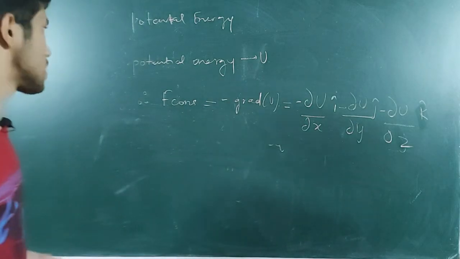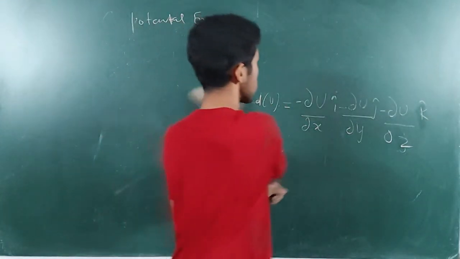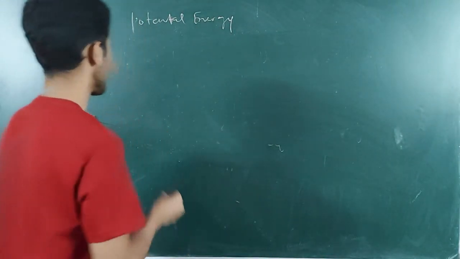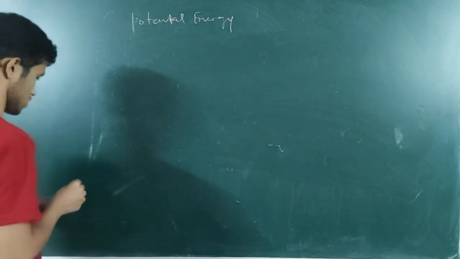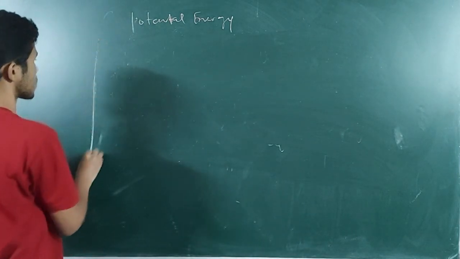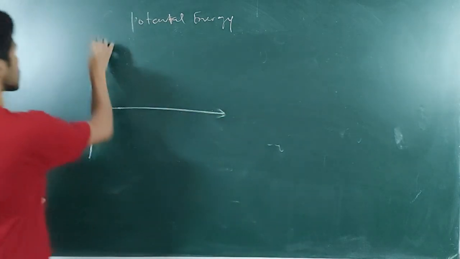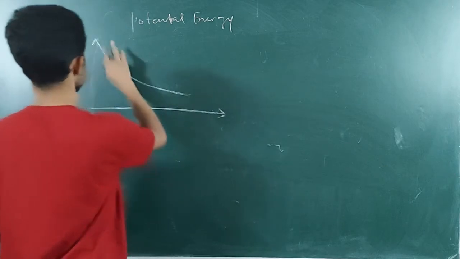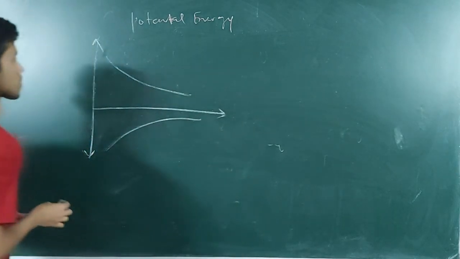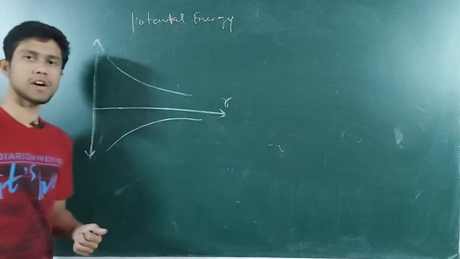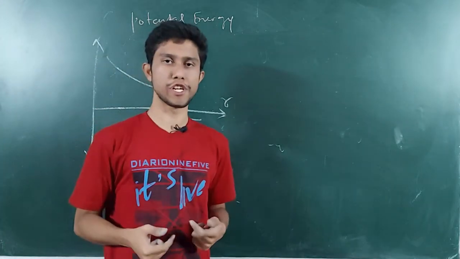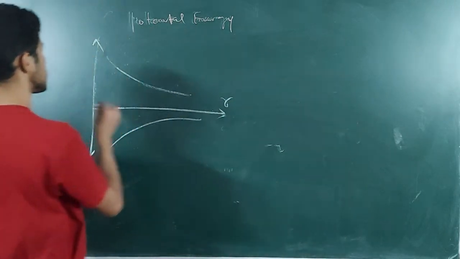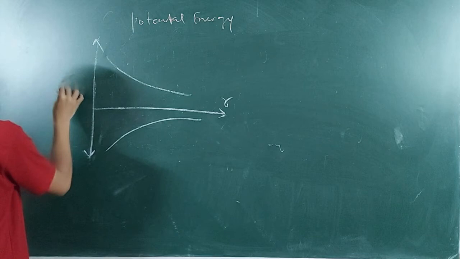Now we are going to see the next thing. We are going to see a graph which is very important from the examination point of view. So I'll draw a graph. So it has been observed that this is the r. What is r? The distance between any two points, or a distance of an object with respect to any other point. Okay, so this is r, or the distance of separation.